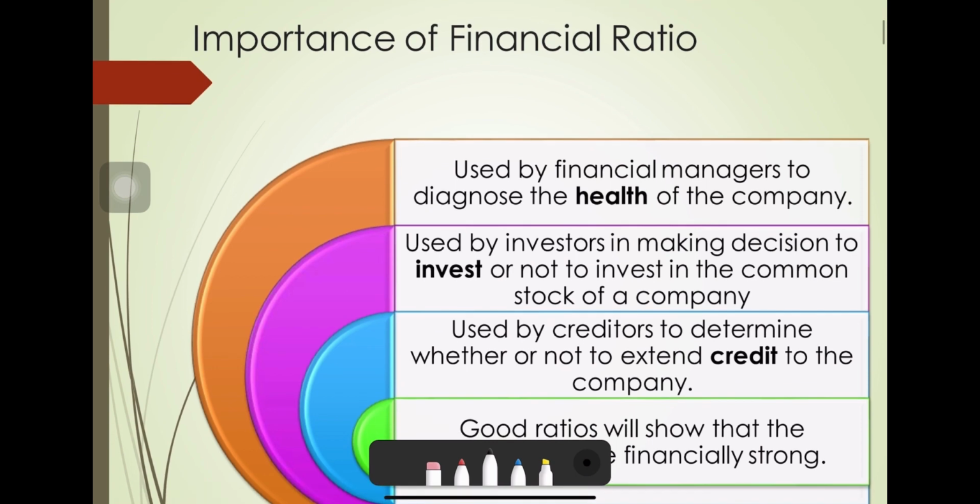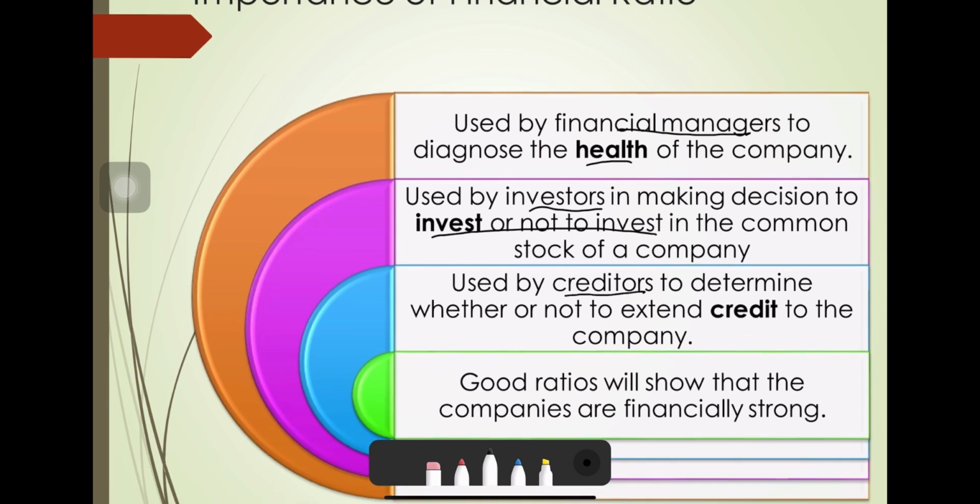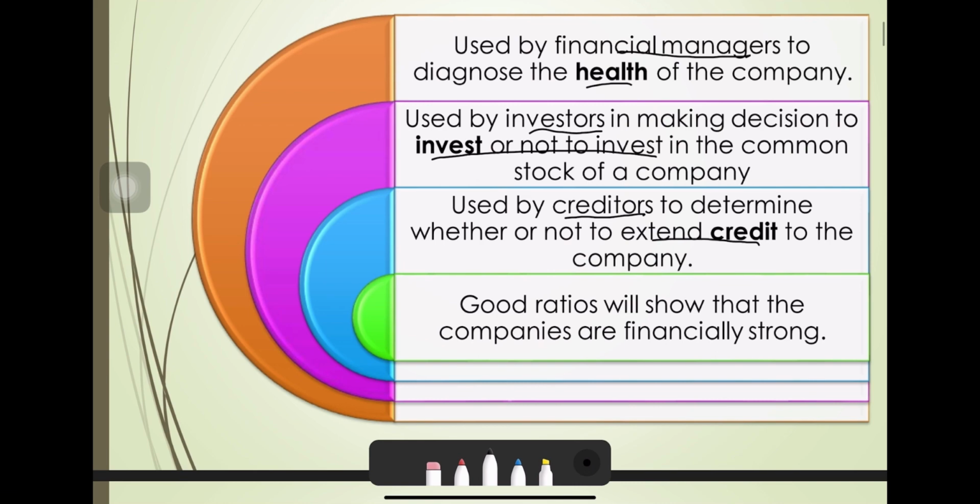Alright, so these are the importance of financial ratio. It is used by the financial managers, okay, to diagnose the health of the company, and used by the investors in making decisions whether to invest or not to invest in the company. And then it is used by the creditors to determine whether or not to extend credit to the company. Alright, and the good ratios will show that the companies are financially strong.